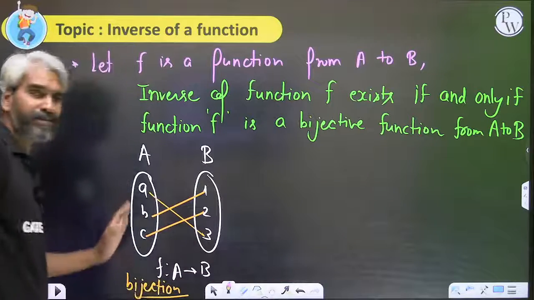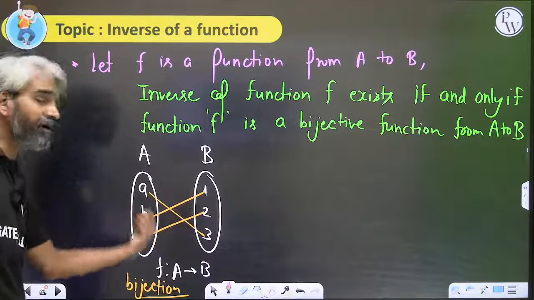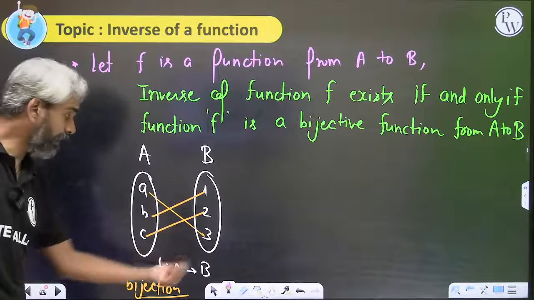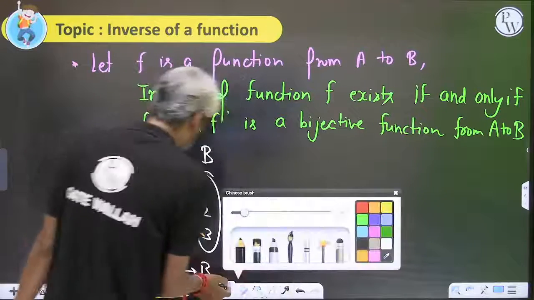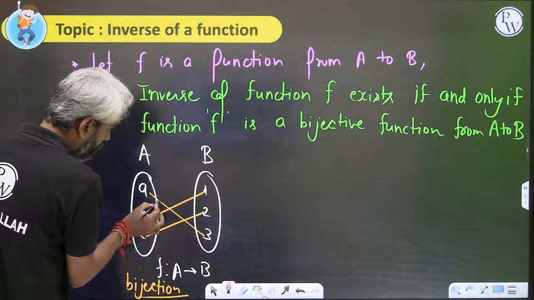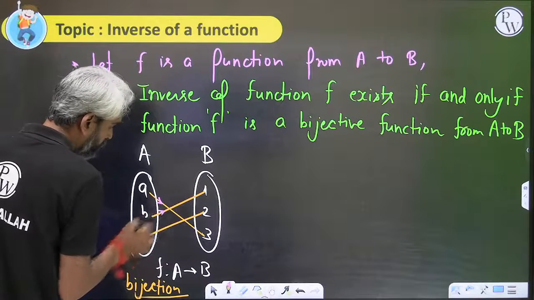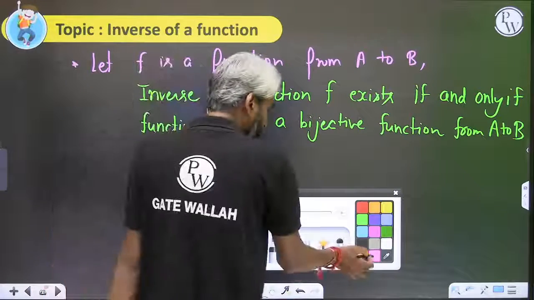So the idea is if your function is one-one and onto, then the inverse relation will also satisfy the definition of a function, although every function is a relation. So here A relates with 3, B relates with 1, C relates with 2. What will happen in the inverse function?